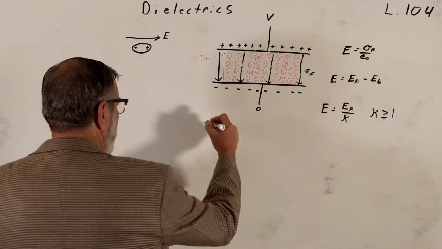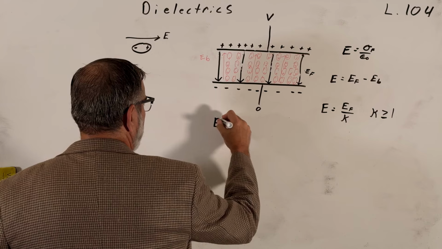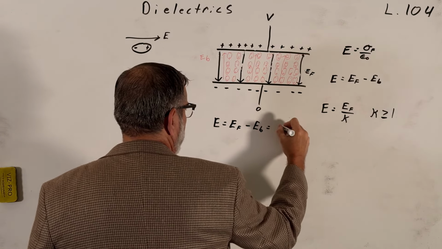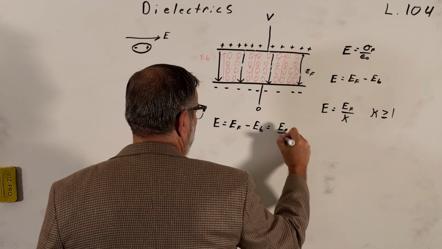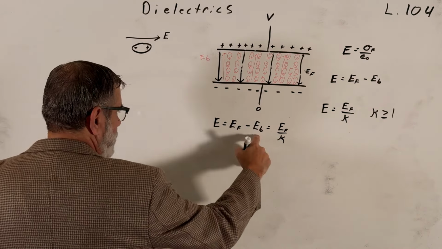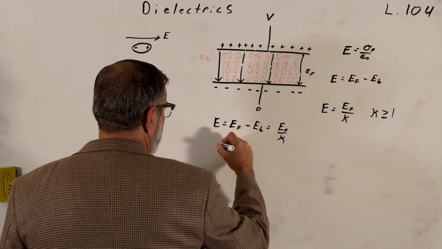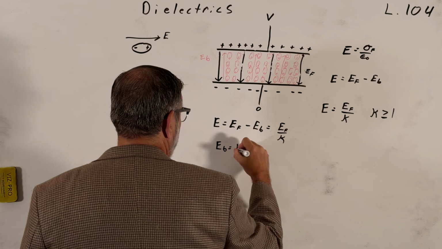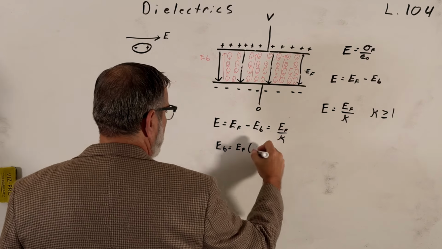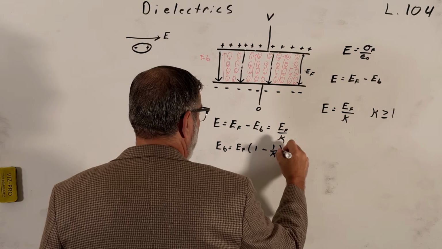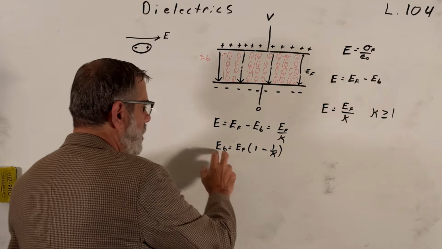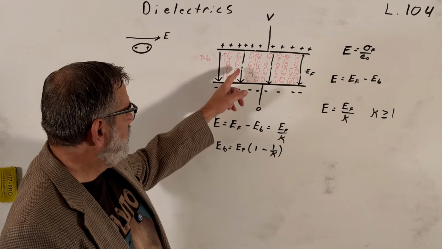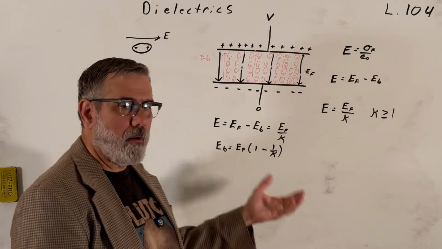If I write this a little differently, E is equal to E sub F minus E sub B, which is equal to E sub F over kappa, and I solve for E sub B, the bound charge electric field, I'll move this over there, and we'll get E sub F times 1 minus 1 over kappa. So I just solve for the bound charge electric field, and this basically says that it's equal to the free charge electric field minus some amount, right?